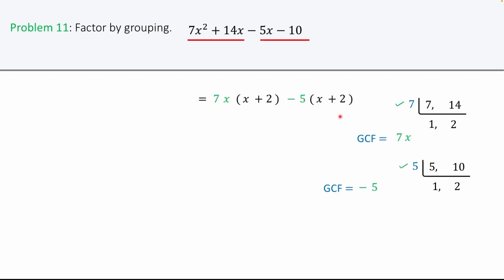positive 2. Now you have a greatest common factor, x plus 2. Factor out x plus 2. Divide each term by x plus 2. If you divide this term by x plus 2, you get 7x. If you divide this term by x plus 2, you get negative 5. This is the answer.